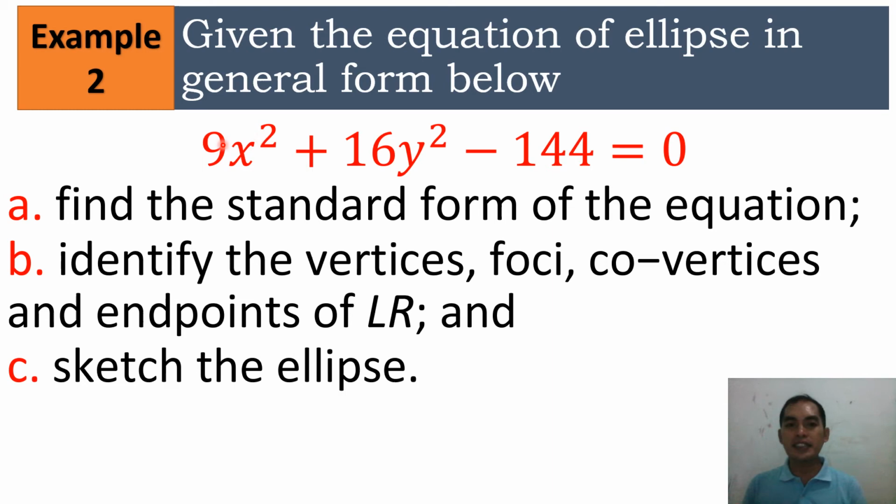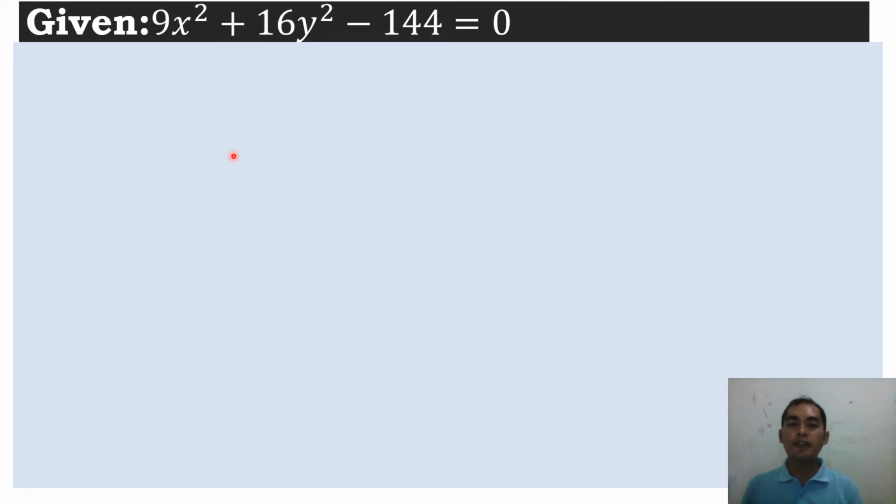Suppose the given is 9x squared plus 16y squared minus 144 equals 0. What is the standard form? The vertices, the foci, the co-vertices, and the endpoints of the latus rectum, and the graph of the equation. First, change the equation to standard form. So, you need to divide all the terms by 144 and transpose negative 144 to the other side.